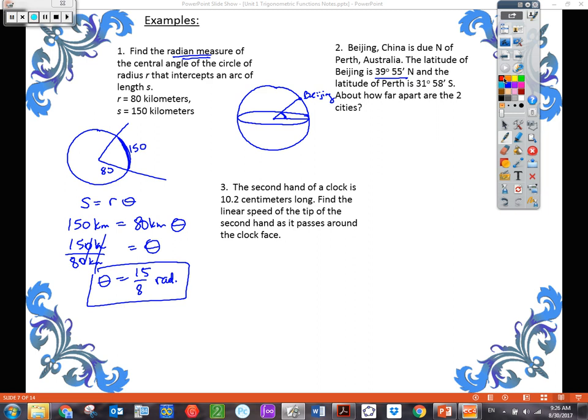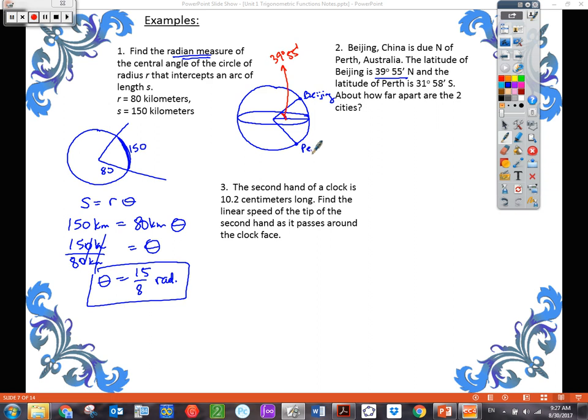We'll just do a different color. So that angle measure is 39 degrees 55 minutes. Okay, that's what that is. So that's going to be important for us in just a moment. Now we have the latitude of Perth. That's in the southern hemisphere, so it has an S on it. So that's going to be down here.